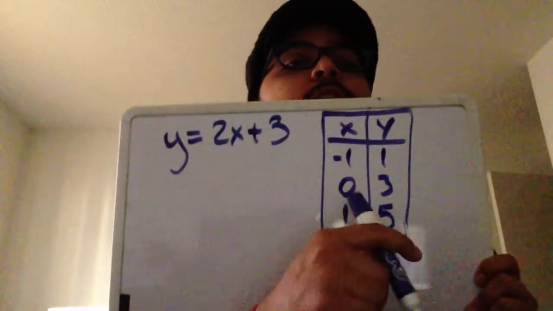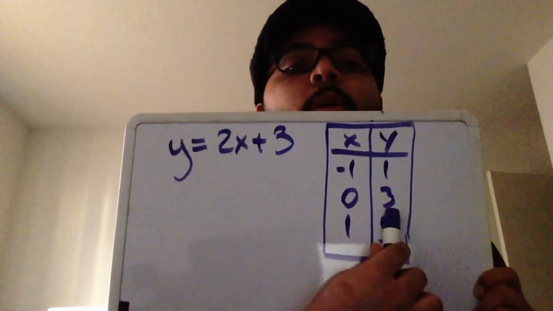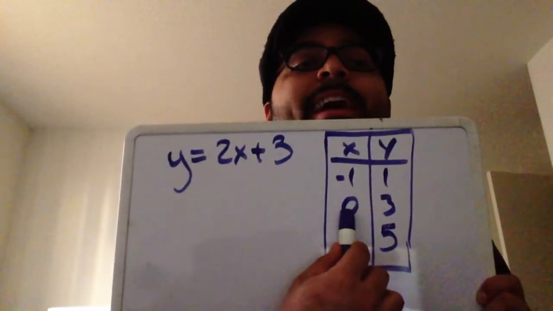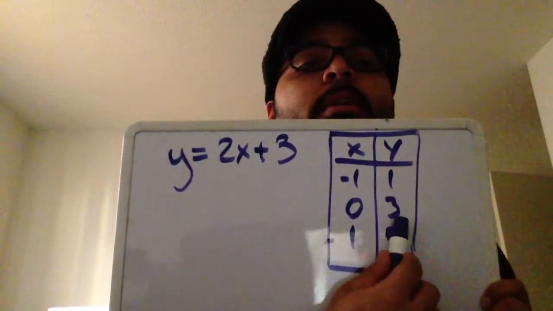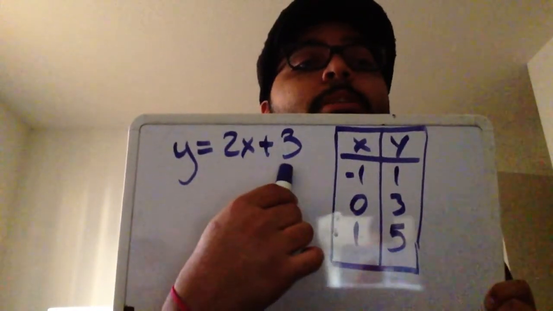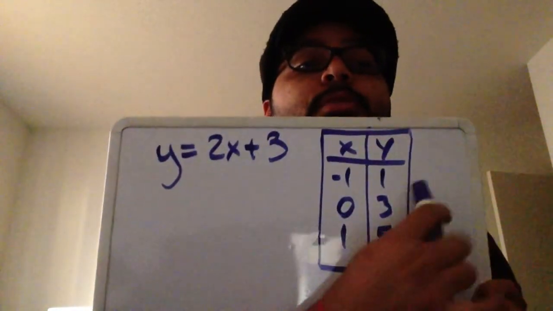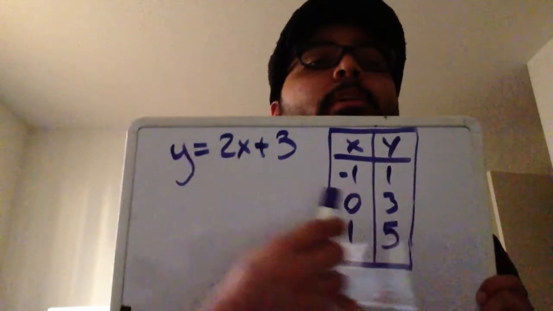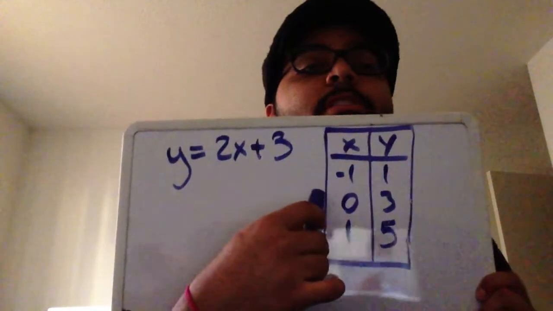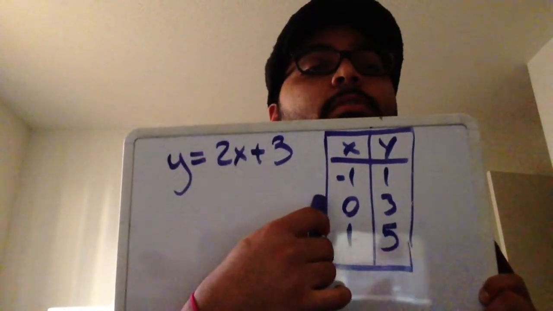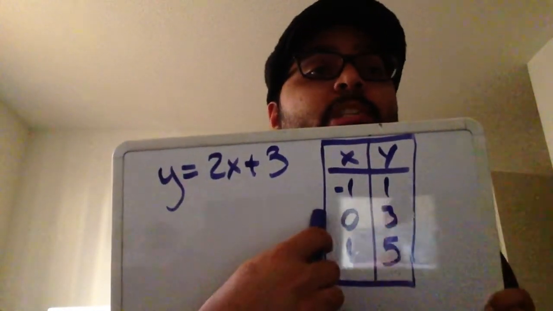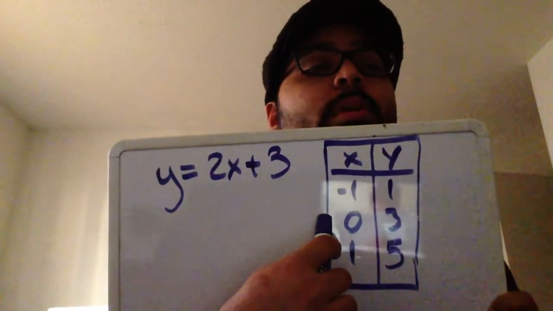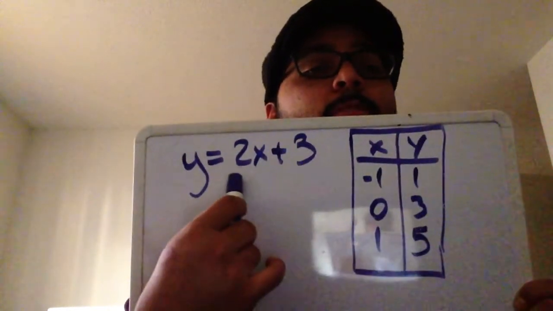We know that the initial value is the y-intercept. We know we can look at a table, and whenever our x is 0, that's our y-intercept. Our initial value is 3, same as this problem. Then we look at our change in y, which is 1 to 3, it's positive 2. We look at our change in x, the change is negative 1 to 0, so our change is 1. Change in y 2, change in x 1, 2 over 1 is 2, which is our rate of change.